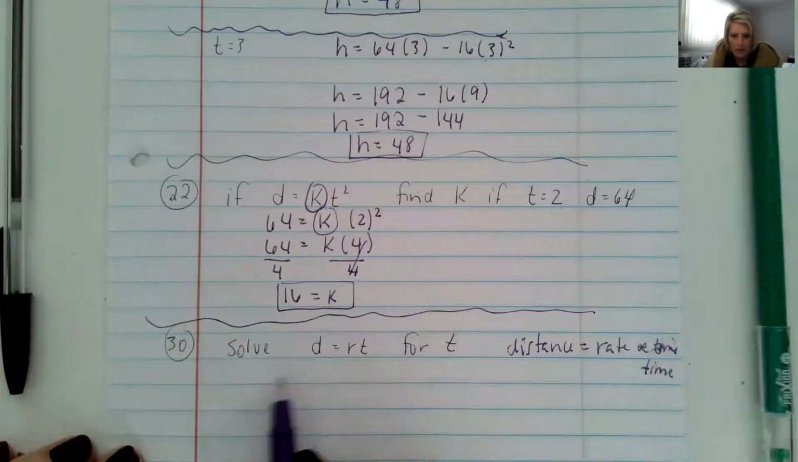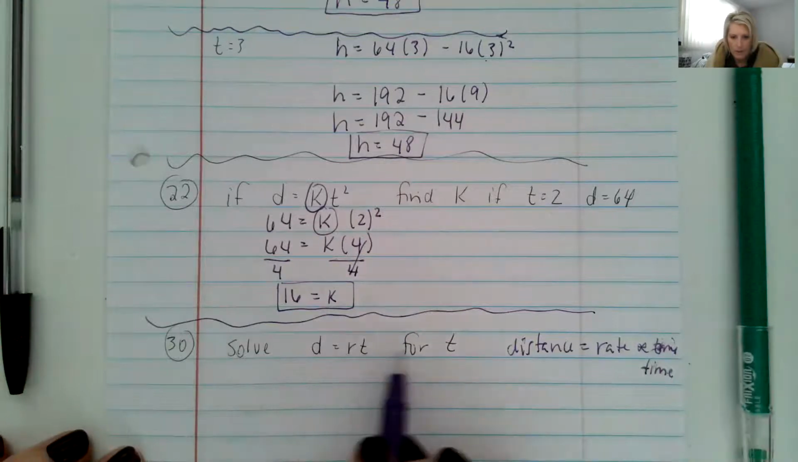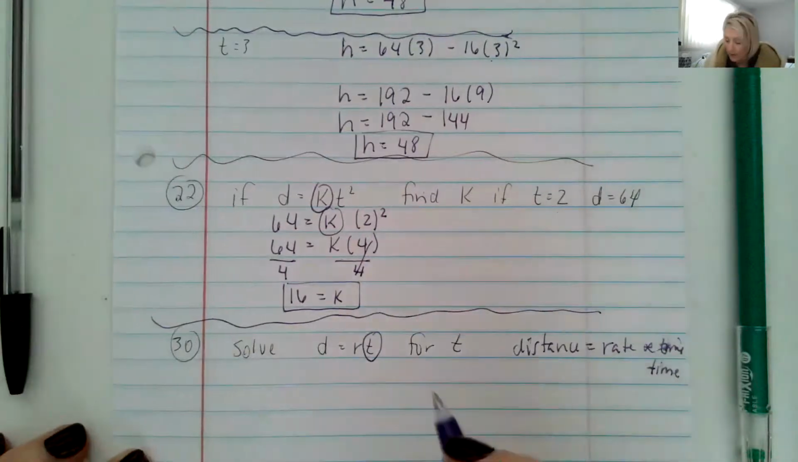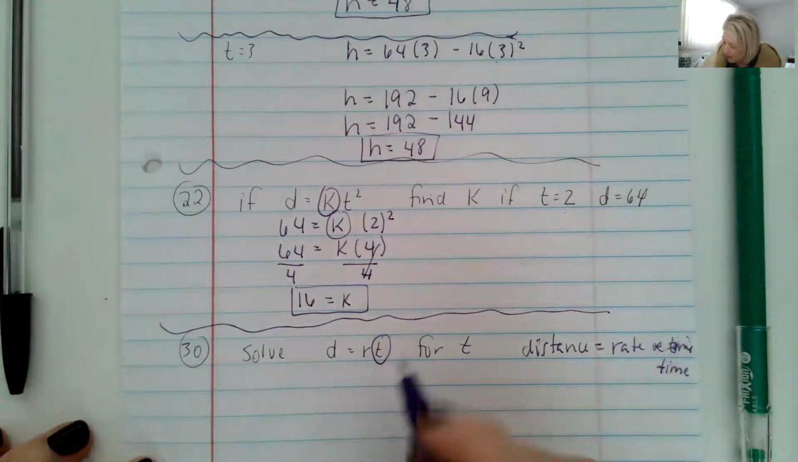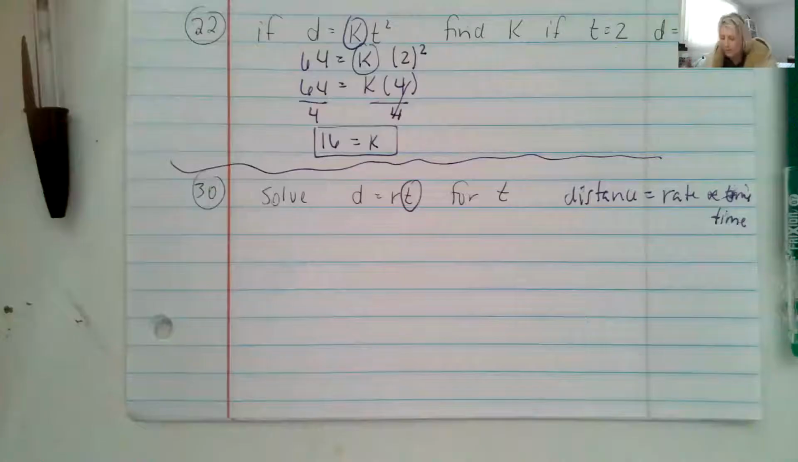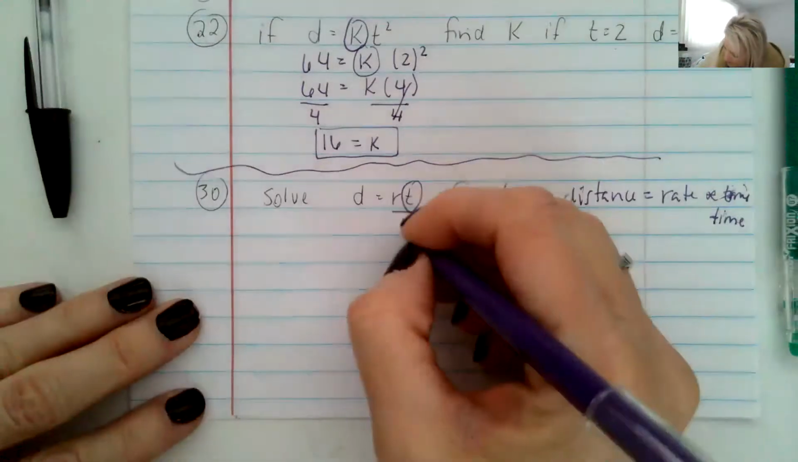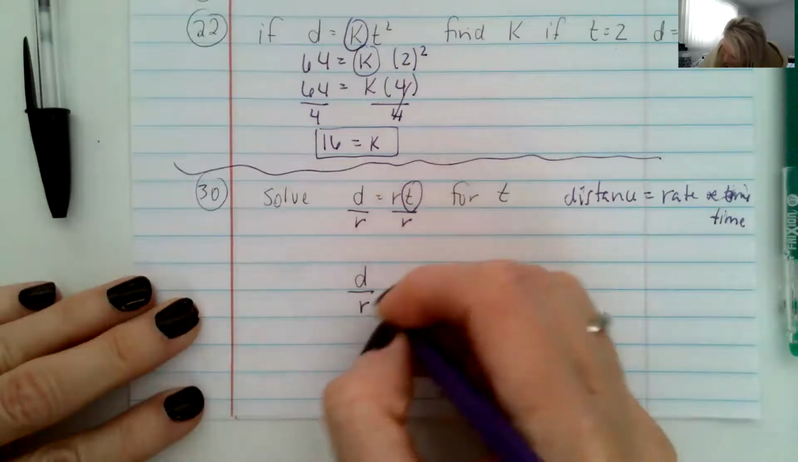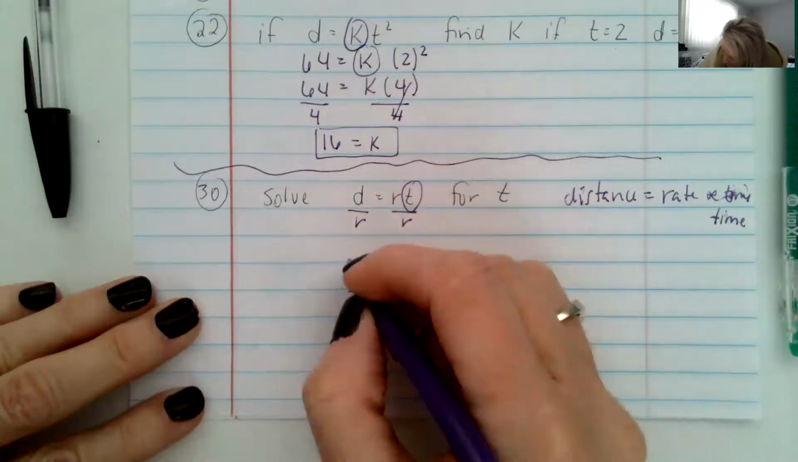And it says solve D equals RT for T. So we're going to solve for T, and there's no other numbers. And T is being multiplied by R. So we are going to divide both sides by R. So distance divided by rate equals time.